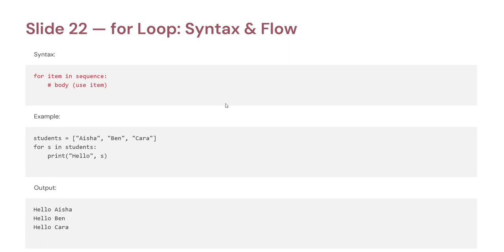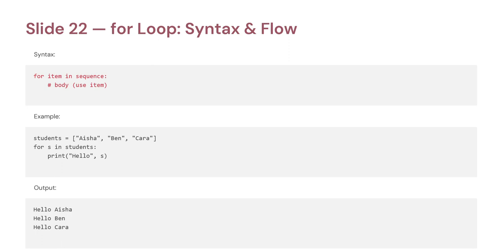So here we have an example. Here we can see that students is equal to Aisha, Ben, Kara. For s in students, print hello s. If we write this, the output will be: hello Aisha, hello Ben, hello Kara. This list contains three names. This means take each element from the students list and store it temporarily in the variable s. The loop automatically stops after all elements are processed.